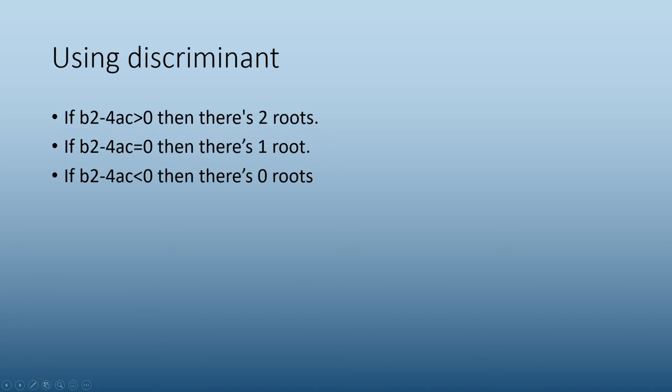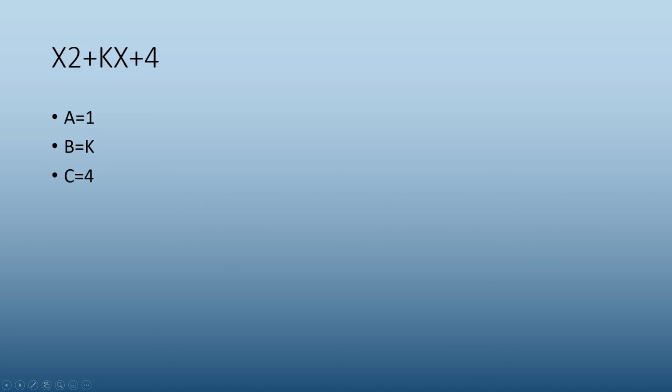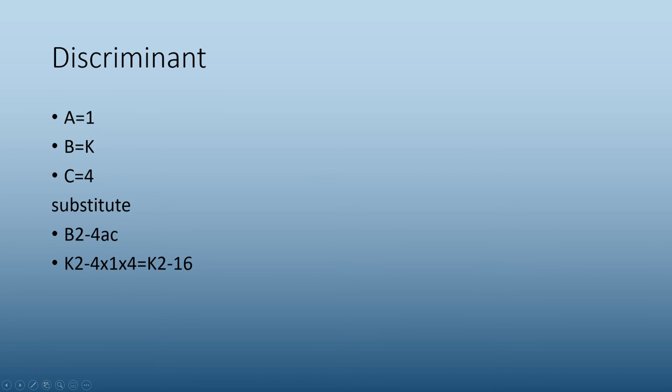Well, you can get a question that looks like x squared plus kx plus 4, and may be asked to find k. If you get this question, it will tell you how many roots there are. Firstly, what you do is you put everything into the discriminant. This will get you k squared minus 4 times 1 times 4, or k squared minus 16.